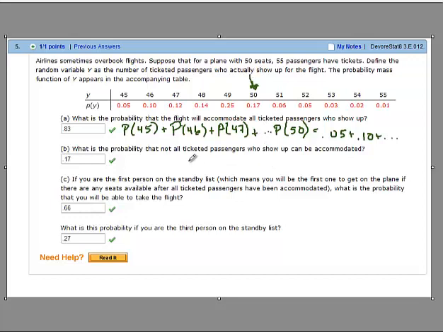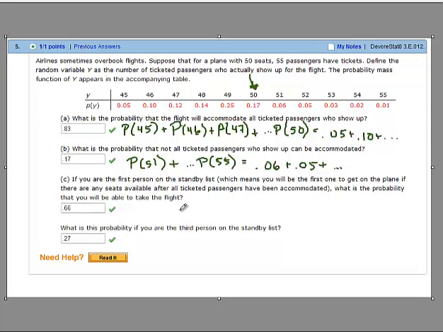Alright, what's the probability that not all ticketed passengers who show up can be accommodated? So that means 51 or 52 or 53, 54. That means those show up. So probability of 51 showing up, got problems, plus probability of 52 all the way up to probability of 55. Adding up those probabilities in our chart, 0.06 plus 0.05 plus and so on. You add them up and you would get the 0.17.